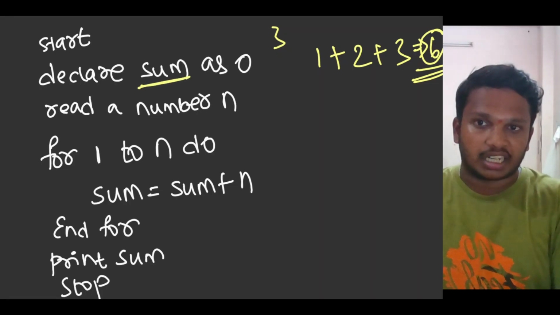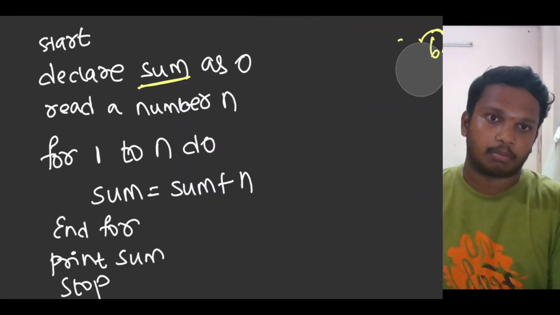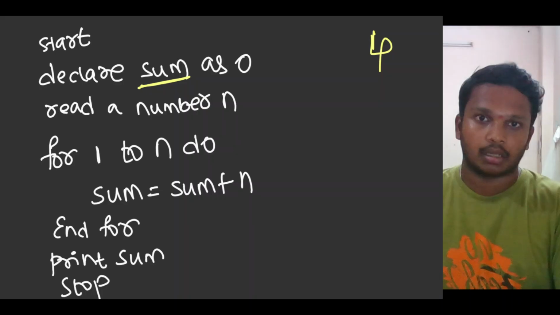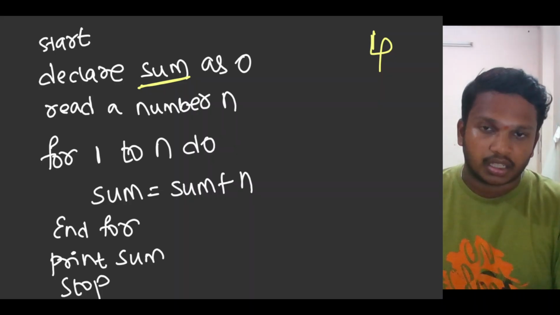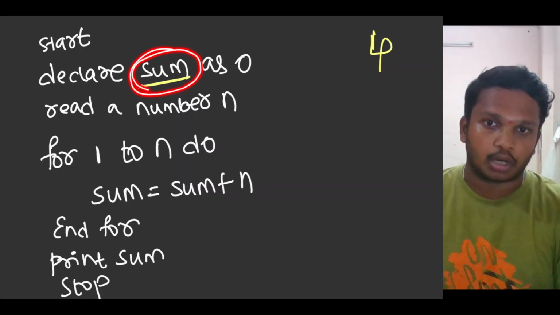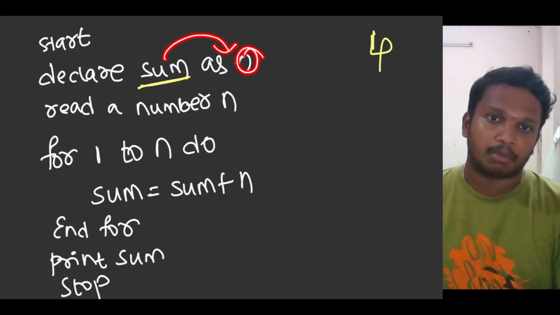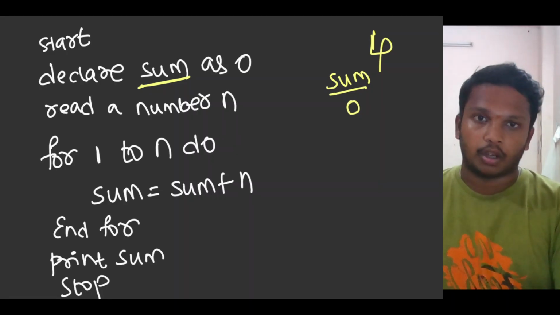Now, let us understand this algorithm with an example. Think the example is 4. Now observe this program. First we start the program, and there we need one variable to store the data. I kept the variable as sum, and the value of sum is 0. I hope this is clear.